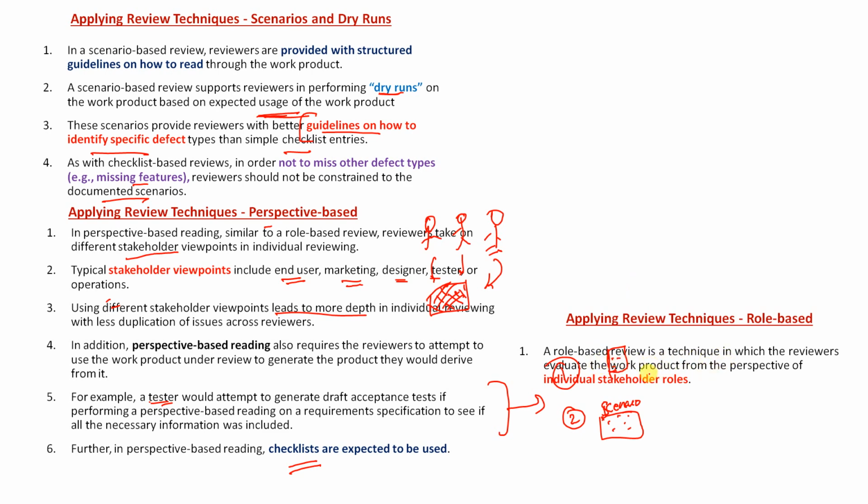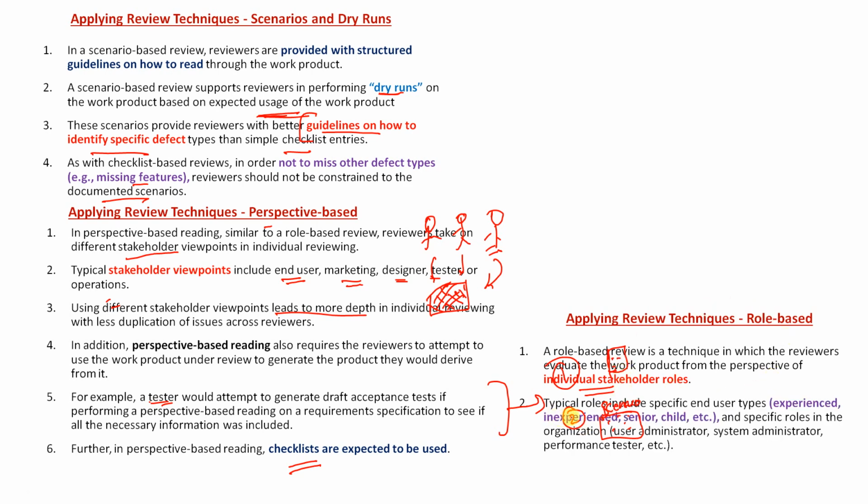Roles of the people, like testers or developers or individual stakeholders. Stakeholders include everyone who is taking part in the project. The typical role is a specific end user type, that is experienced or inexperienced, senior or child, etc. Specific roles in the organization: user, administrator, system administrator, performance tester, everyone. So everyone's review would be taken care of with respect to the role.